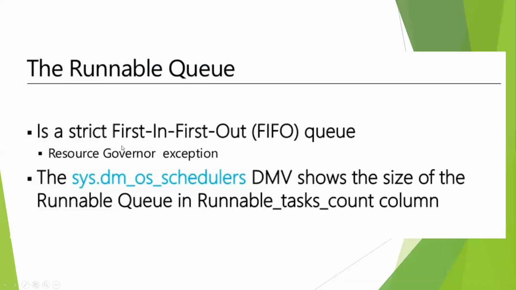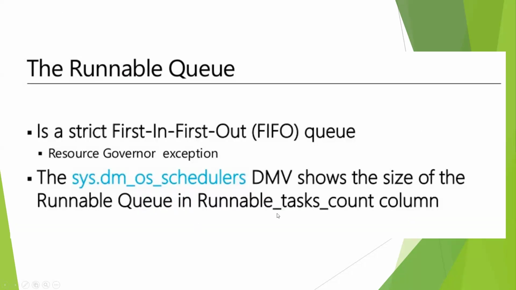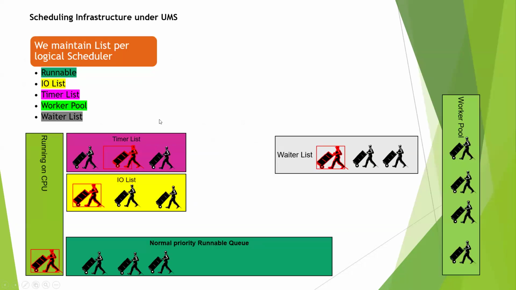So the runnable queue, again, I told you, it is first in, first out, right? Whenever the first thread in the scheduler is there, that will go ahead and execute, and the next thread, next thread, and so forth. So it will go ahead and execute. OS scheduler, that we already talked about. Runnable task count, right? Just a representation of how this works, right?